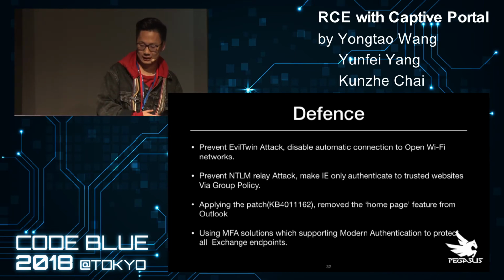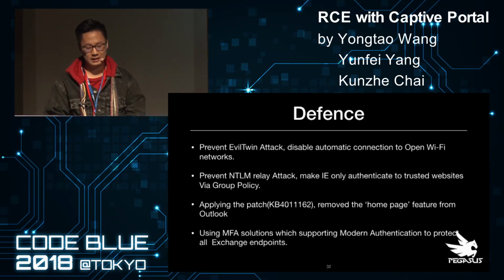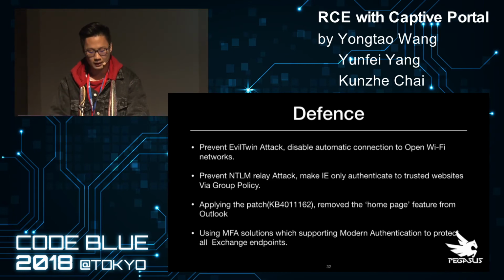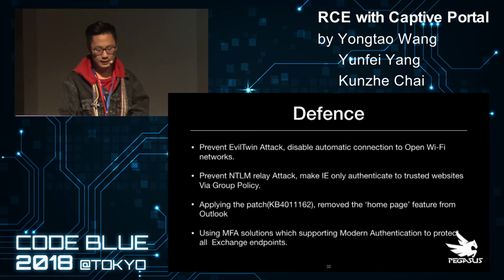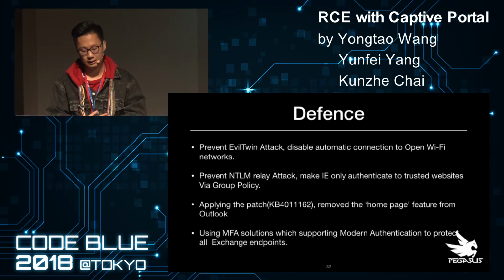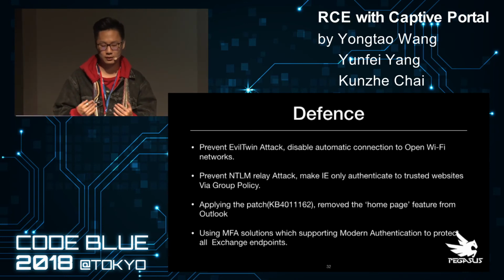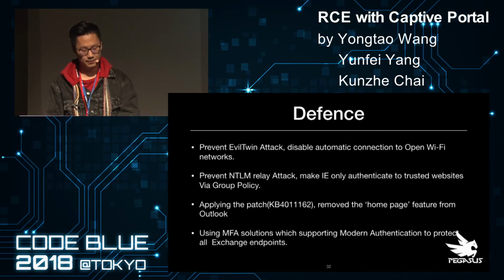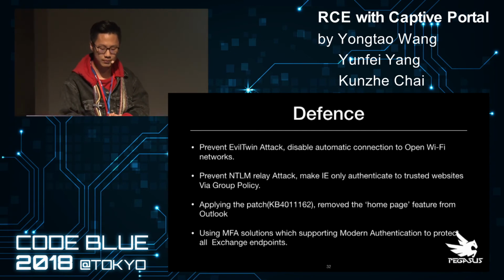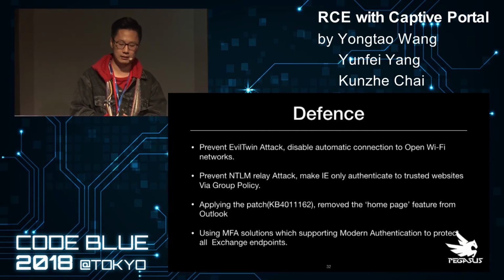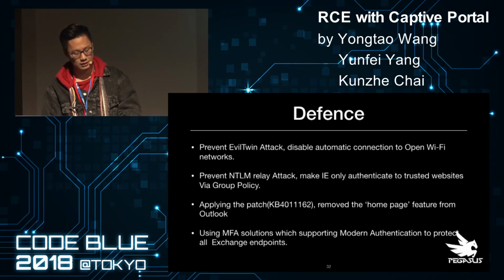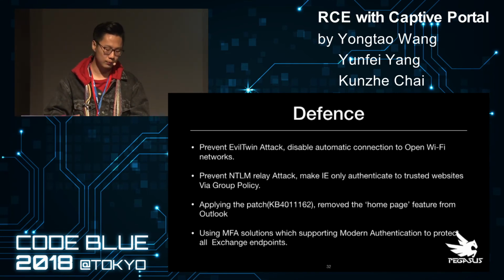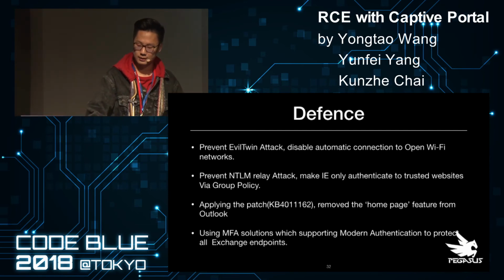In the end, let's talk about the defense. We should disable the automatic connection to open Wi-Fi networks to prevent evil twin attacks. We can make the IE browser only authenticate to trusted websites via group policy. We can apply the patch which removes the homepage feature from Outlook. And the last one is for the company: we should use MFA solutions which support modern authentication to protect Exchange endpoints.